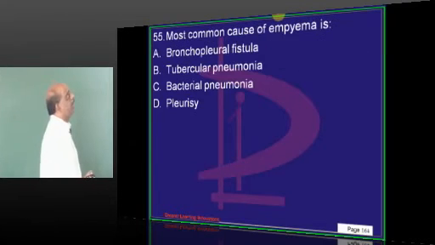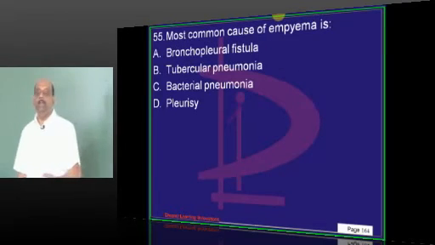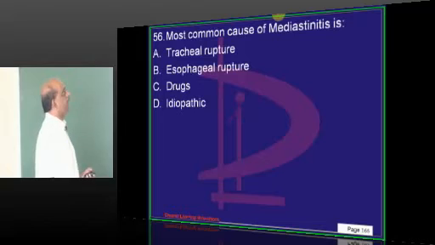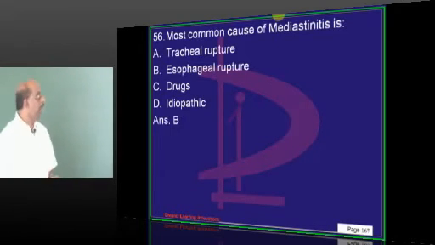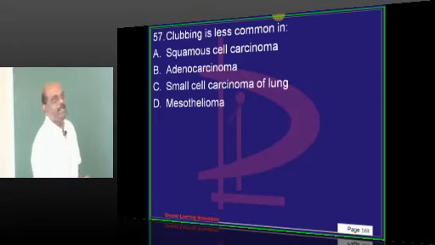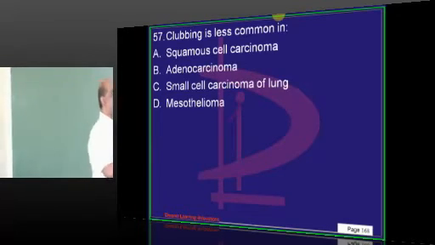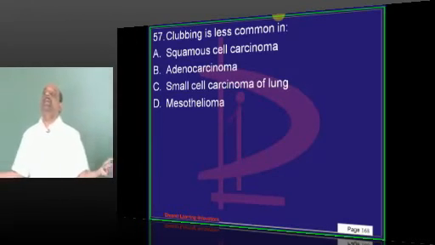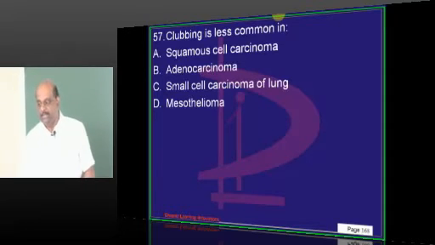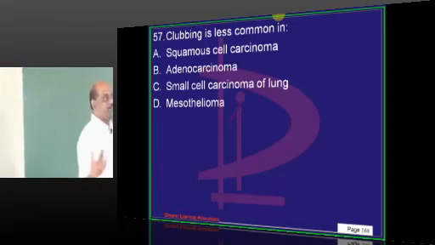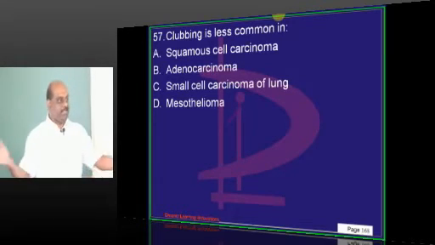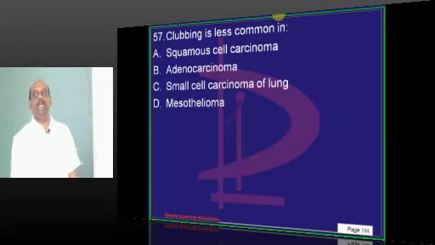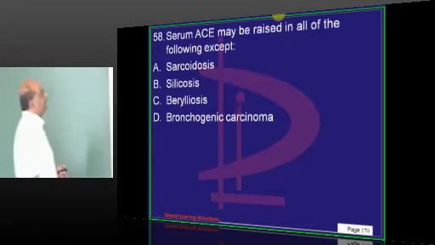Obstructive pathology like asthma. Most common cause of empyema? Bacterial. Bacterial pneumonia. Beautiful. Mediastinitis commonly is due to esophageal rupture. Excellent, esophageal rupture because you are instrumenting the esophagus. Clubbing is not a feature of small cell cancer. Small cell, why? Because small cell carcinoma will disseminate rapidly. No time for producing clubbing and then killing a person. Before that only adrenal, everywhere it will metastasize and kill. So you don't have time for development of clubbing.